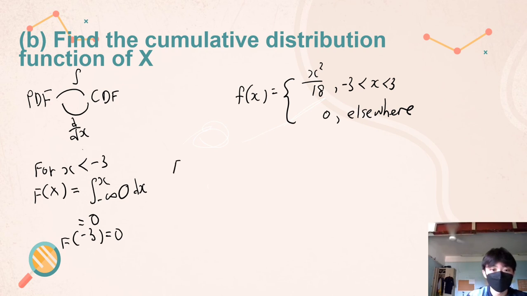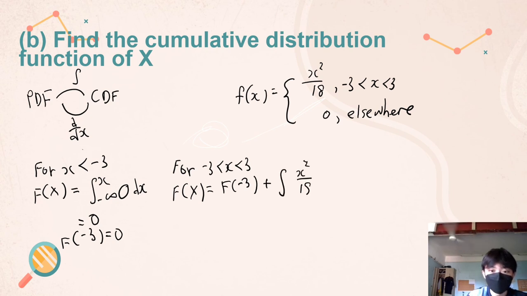And the second step is for the value of x from -3 to 3. So as usual, write down the general equation. F(x) equals F(-3) plus the integral of x squared over 18 from -3 to x dx. So it's equal to 0 plus that integral. And remember to move the 1 over 18 out in order to make the calculation easier. And the x squared will become x cubed over 3, evaluated from -3 to x.